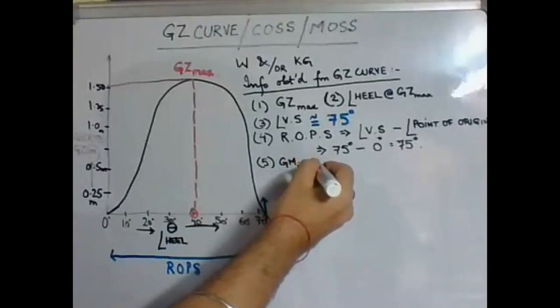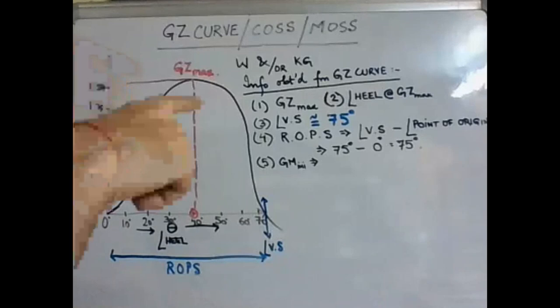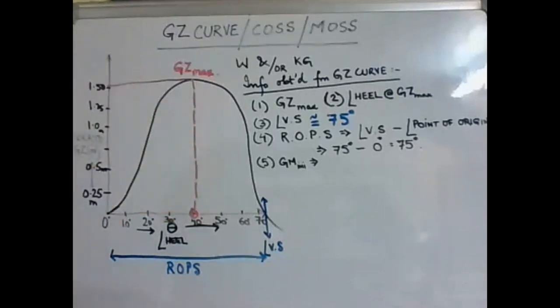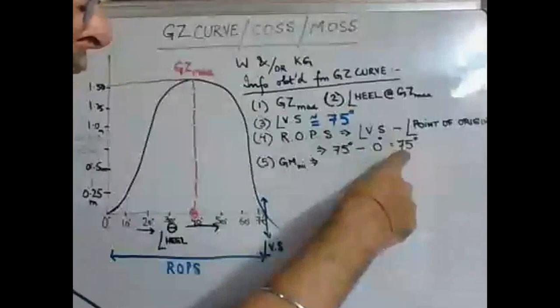GM initial. Sir, 75 degrees. What does it indicate? How much positive stability is left in me for me to right back? 75 degrees indicating that. The second 75, not the first one.